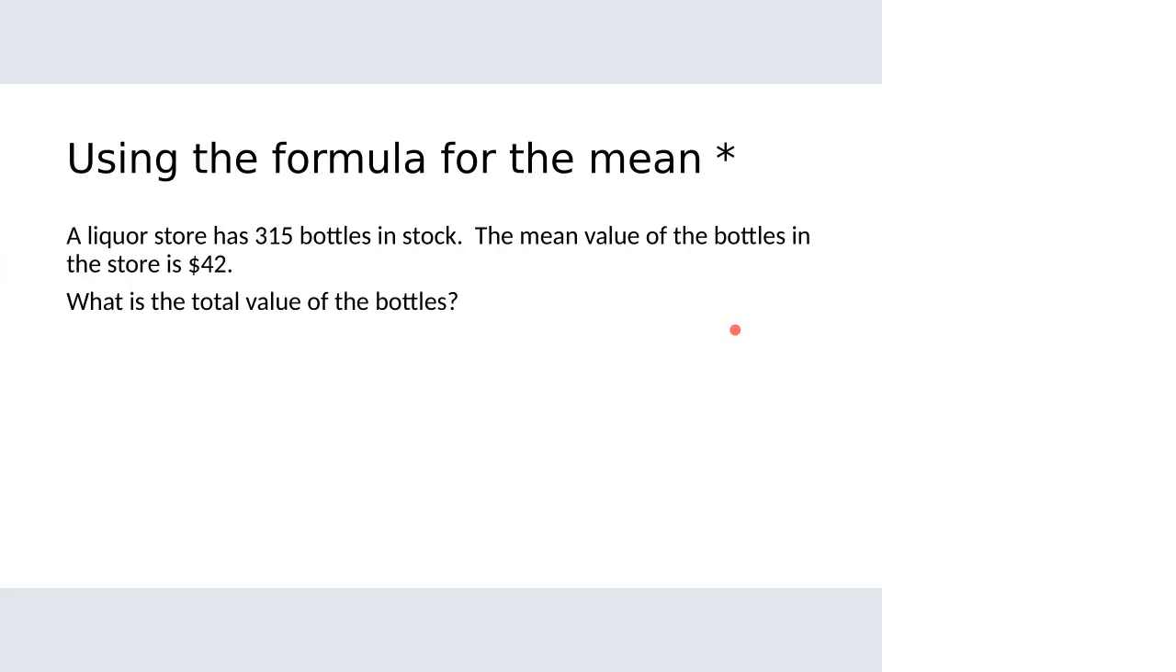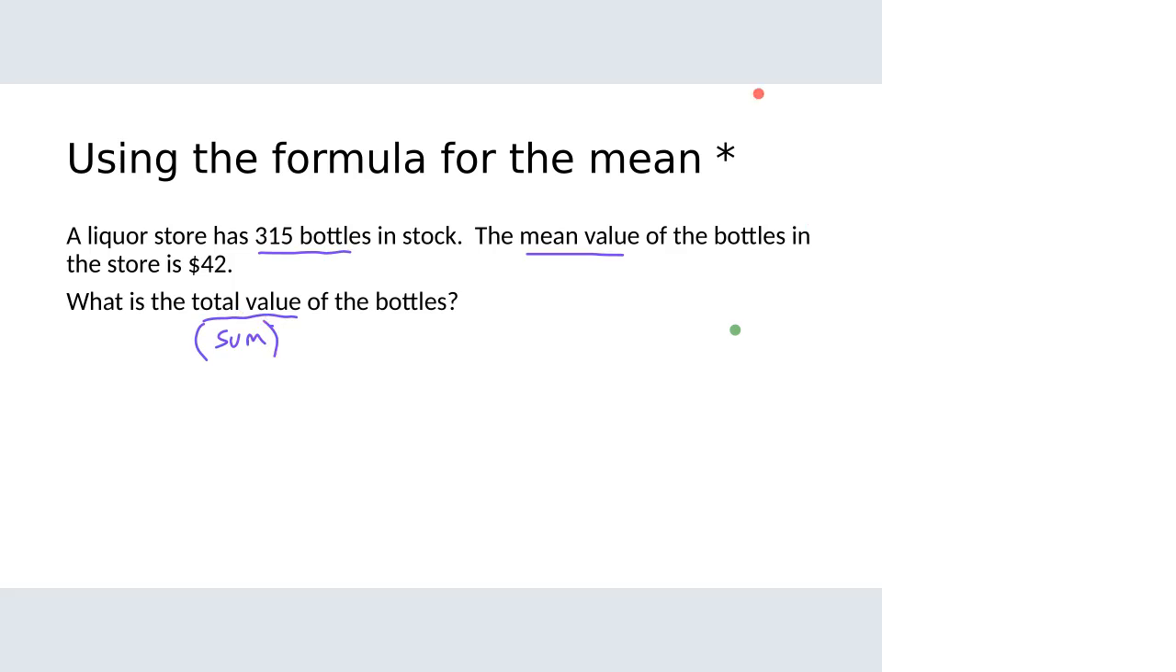Okay. So we read the question and we say, liquor store has 315 bottles. The mean value is $42. What's the total value? And it's obvious what approach to use because we just did one like it. But if you hadn't, you'd say, well, wait a minute. I know what the mean value is, and I know how many total bottles there are. And even though it says total value here, really what I'm looking for is the sum of the value of all those bottles.